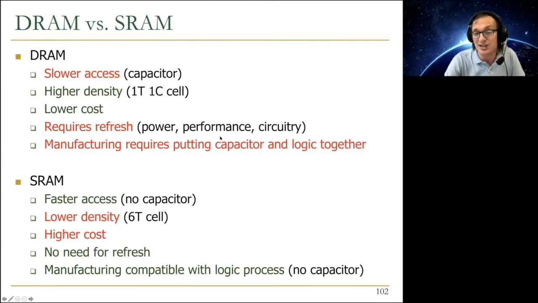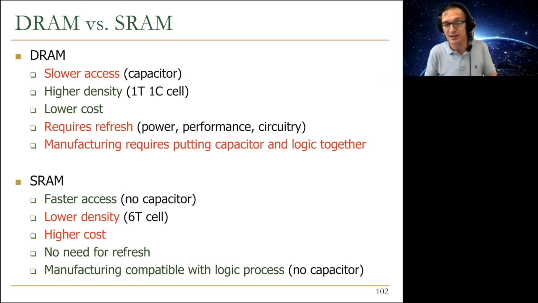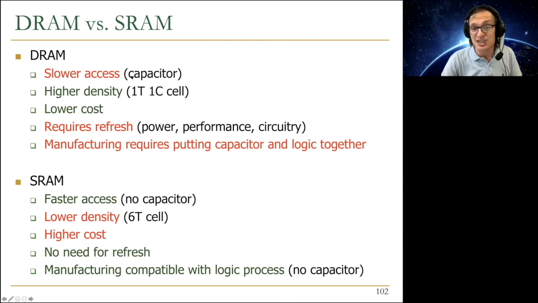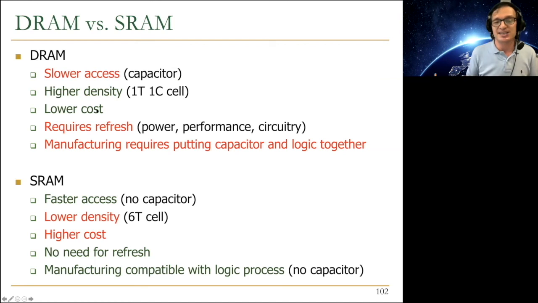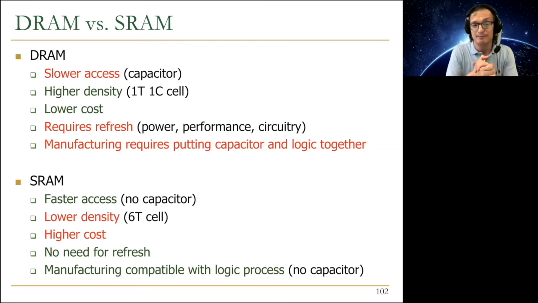And also, manufacturing requires putting capacitor and logic together. That's why we cannot manufacture DRAM, at least at the same good levels of density, on the chip where we build the processors as well. So that's why we need a separate chip for DRAM. But it has a lot of advantages. Even though it has all these disadvantages, it has this density and cost advantage, which makes it a really important technology today. And it's faster than some other technologies like SSDs, clearly, right?